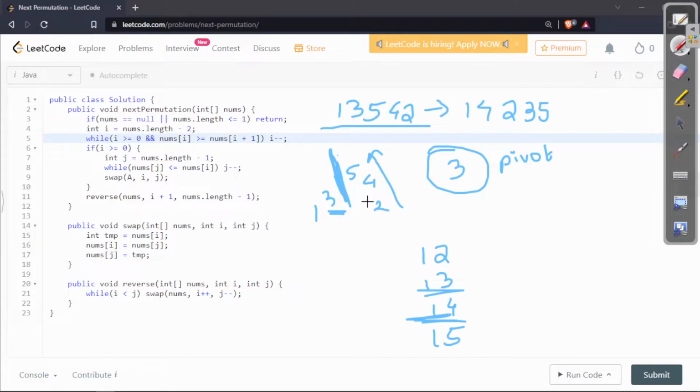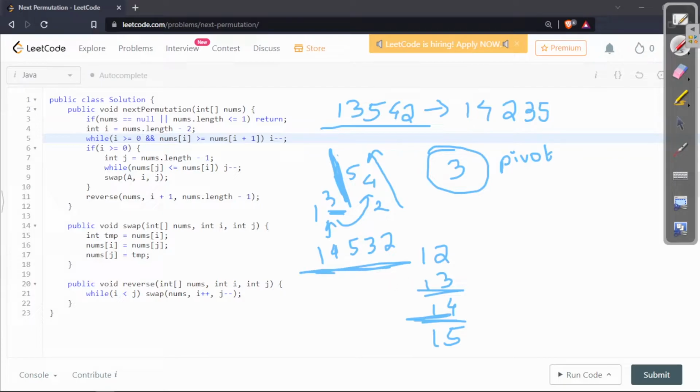Okay, so what we will now do is swap 3 with 4. So now our number becomes 1 4 5 3 2. So we already have a number which is greater than 13542. But is it the next permutation?